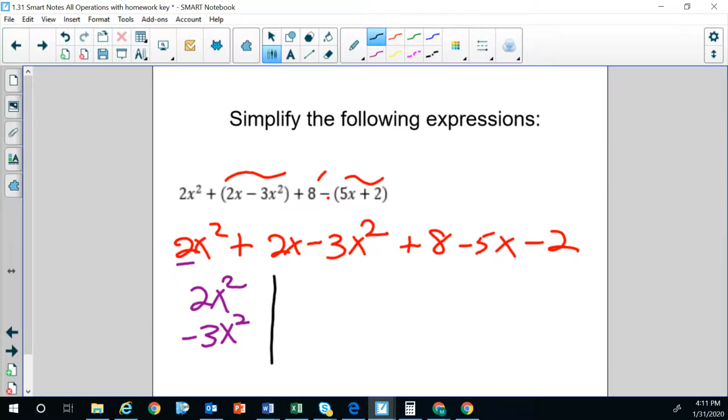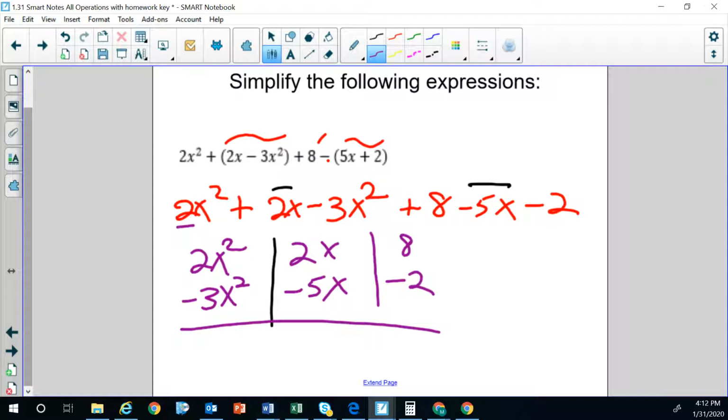That's going to be my x term. I have a 2x, and also I have a negative 5x. So I'm going to group those two together. That gives me 2x and minus 5x. There are no more x terms. All I have left are my constants, which is just an 8 and a negative 2. So I'm going to add now.